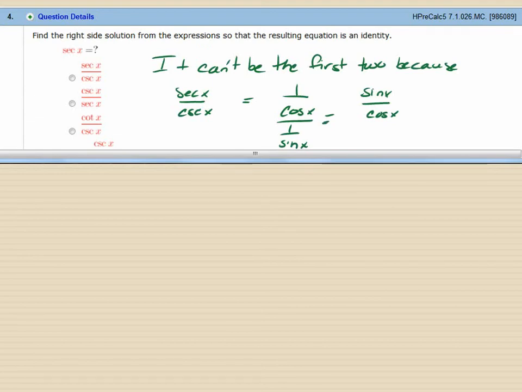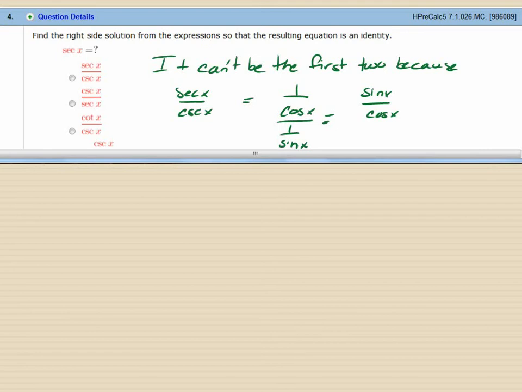I know right away that secant x can't be the first two because the first two don't transform correctly. So the idea always is to take all these other forms, secant, tangent, cosecant, cotangent, and transform them back to sines and cosines. So that's what I did.